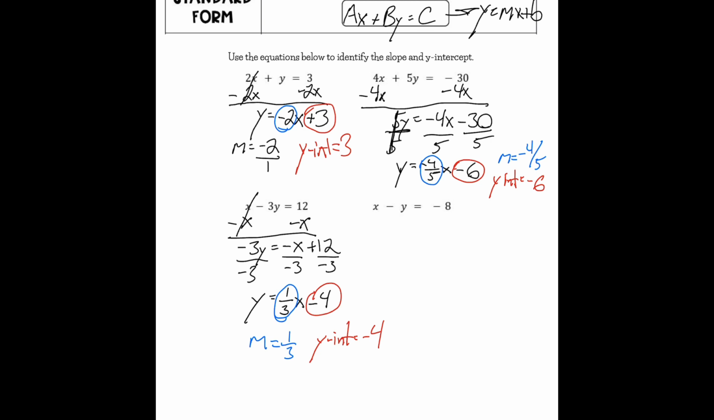All right, last equation, and then we are done with this page. We're doing the same thing we've done on all the others. I have x minus y equals negative 8. I want to get the y all by itself. First thing I need to do is move the x to the right. In all of these examples, we're subtracting the x term, but if this x term is a negative, then I would just add it to move it to the other side, right?